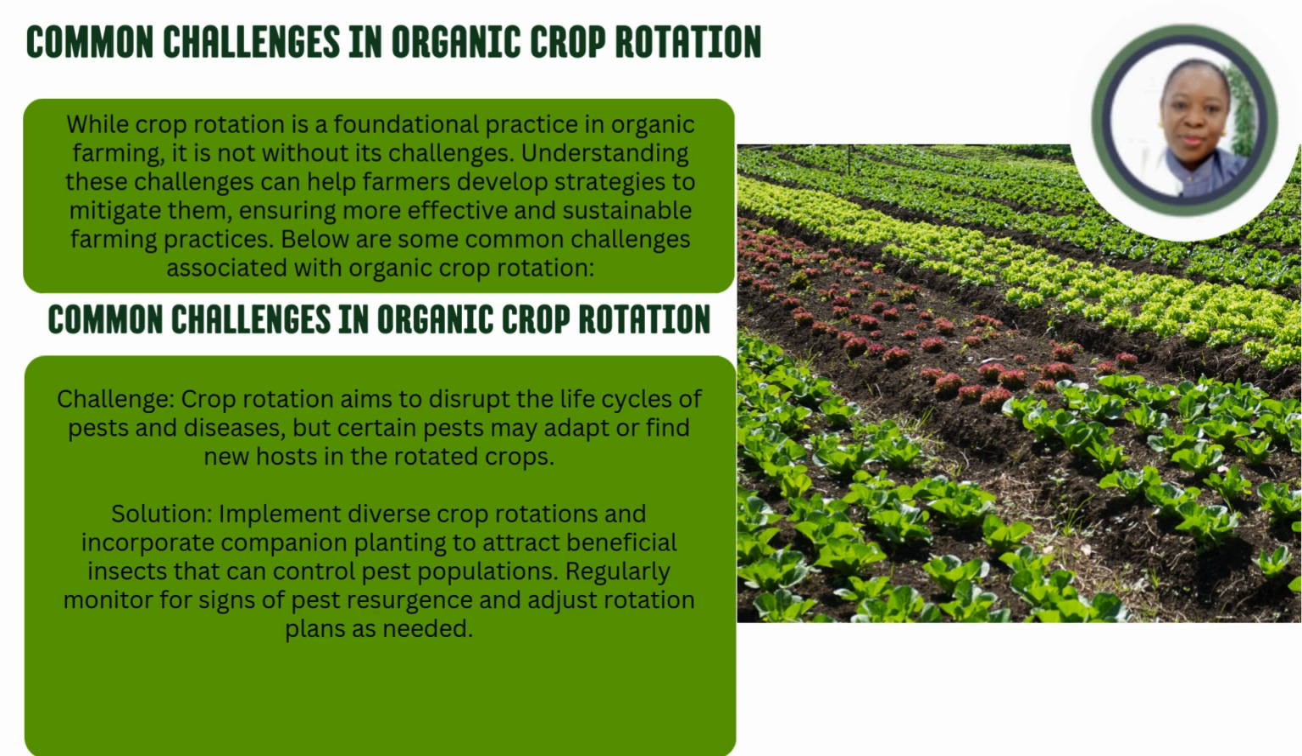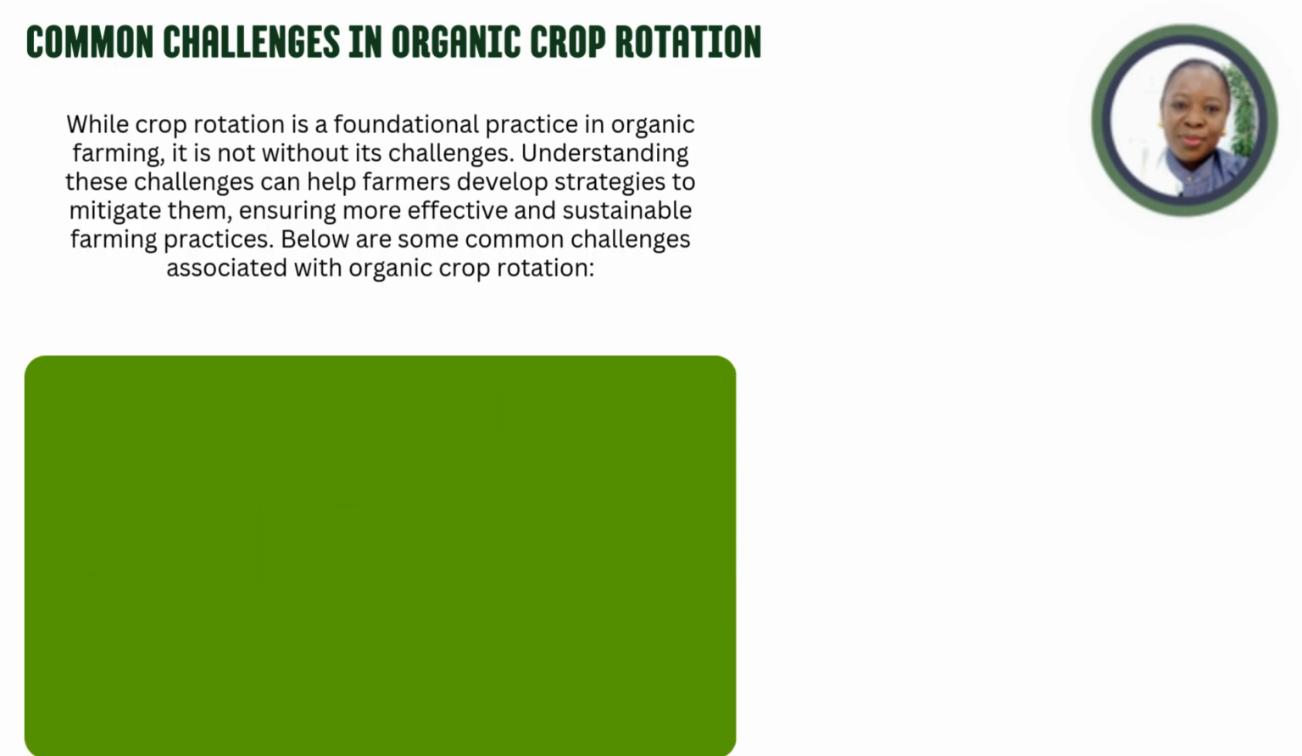1. Pest and disease cycles. Challenge: crop rotation can disrupt the life cycles of pests and diseases, but certain pests may adapt or find new hosts in the rotated crops. Solution: implement diverse crop rotations and incorporate companion planting to attract beneficial insects that can control pest populations, regularly monitor for signs of pest resurgence, and adjust rotation plans as needed.